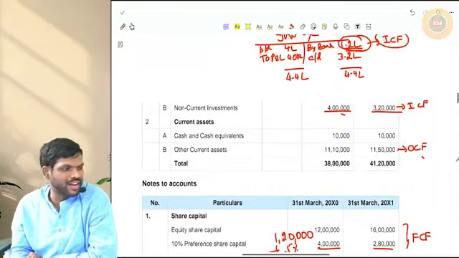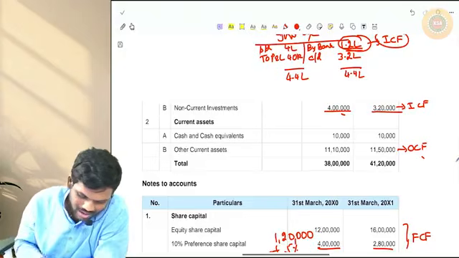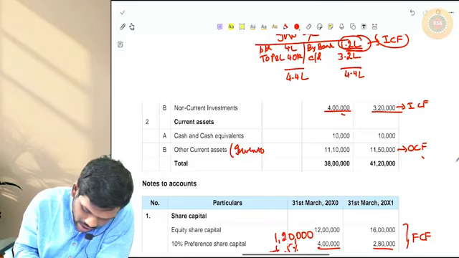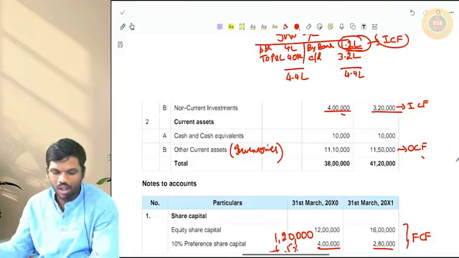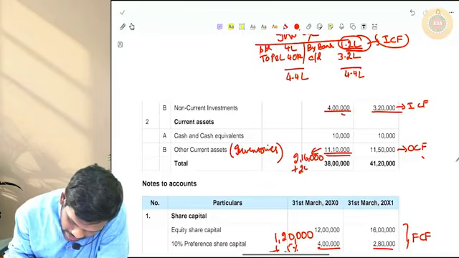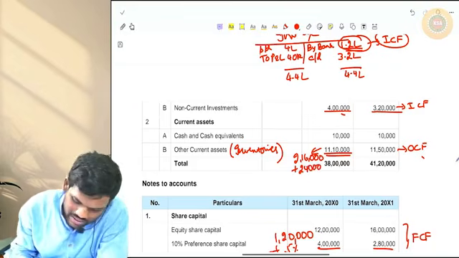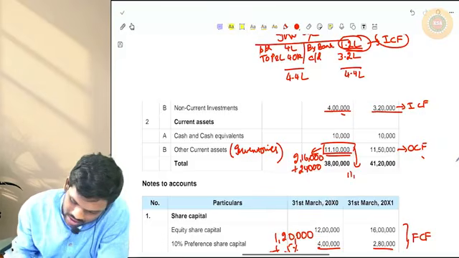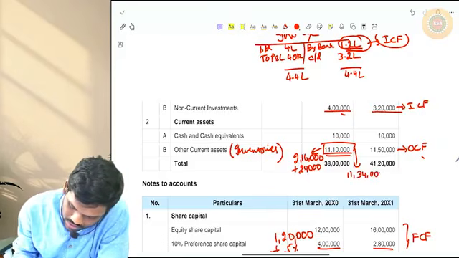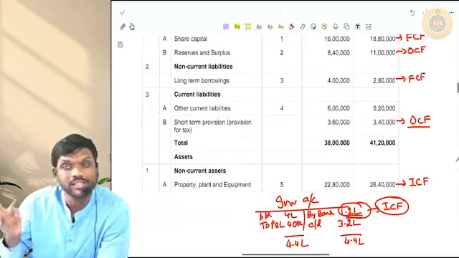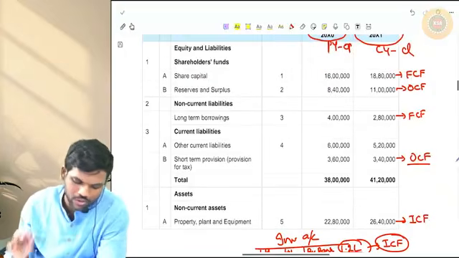Sir, but where is inventory in the balance sheet, sir? ICAI has not given it separately. It is included as a part of other current assets. So inside this 11,10,000 only, that 2,16,000 is there. Now we have to increase this by 24,000. So our revised other current assets will be not 11,10,000 but 11,34,000.